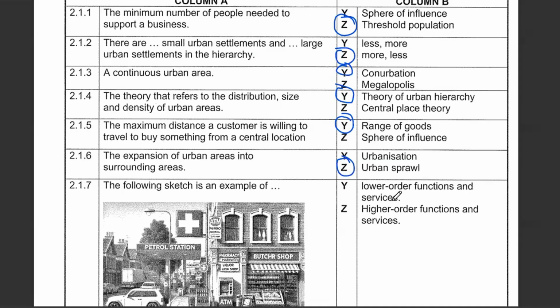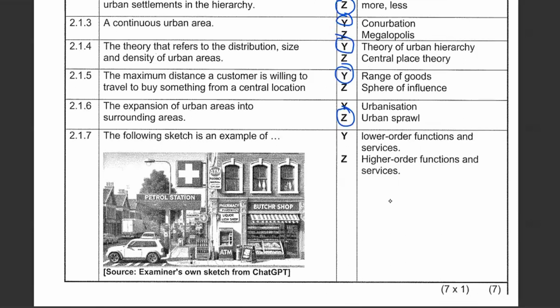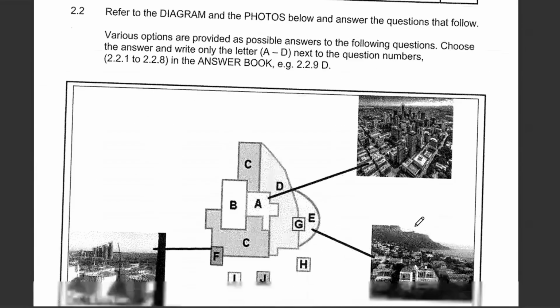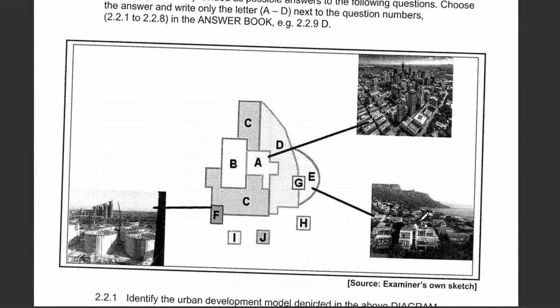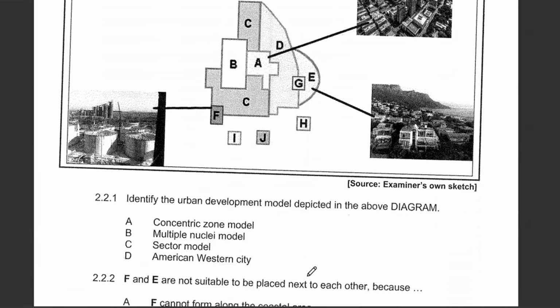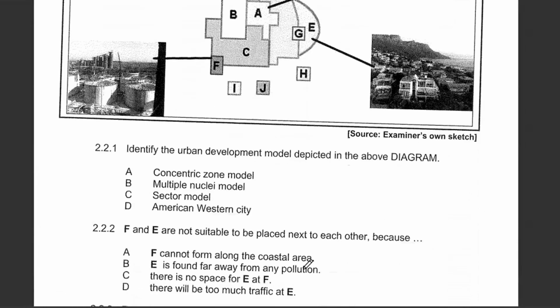The following sketch is an example of, we are seeing here, there's a petrol station, there's an ATM, there's a pharmacy, there's a liquor shop, there's a butchery. All these commodities, we need them almost on a daily basis. They are lower order functions and services. Right, I'll move on to the next question, which shows a model of a setup of an urban area. Identify the urban development model depicted in the diagram. That is a multiple nuclei.